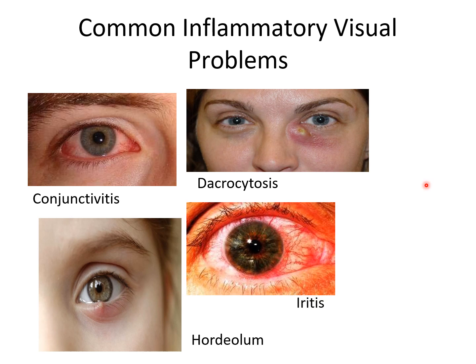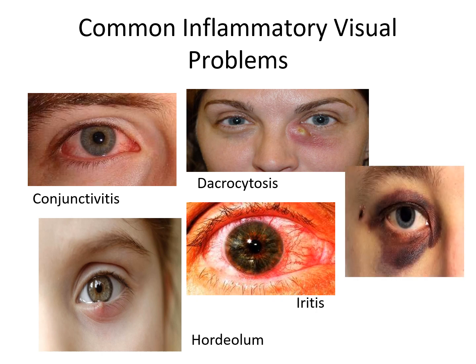This one is your iritis, meaning there is an inflammation of the iris. This may be due to trauma. And lastly is your periorbital hematoma. Hematoma is actually a collection of blood underneath the skin, which may be caused by trauma.